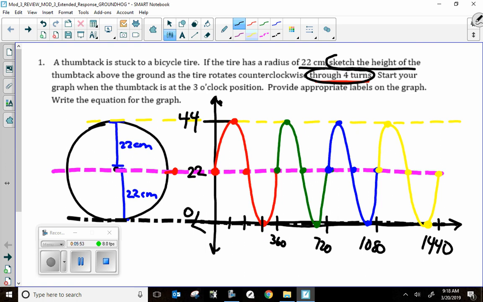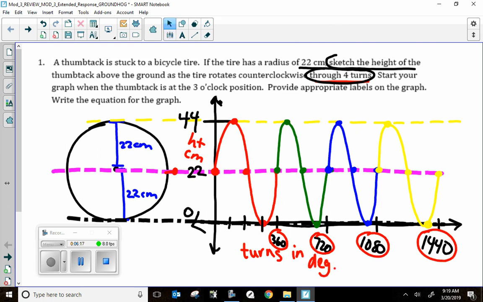They want us to label the axes. Obviously, the y-axis is the height in centimeters of the tack. And my x-axis would be the turns or revolutions, because this is turn 1, turn 2, turn 3, and turn 4. So it's turns in degrees, because we labeled it in degrees.